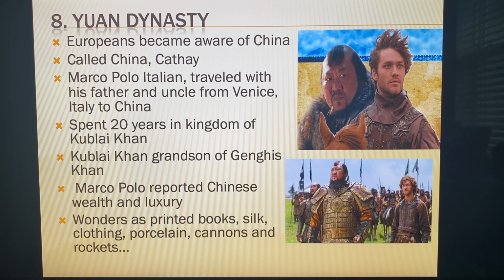Marco Polo reported so many things. As he got back, there was a war going on between cities, and he ended up being put in jail with another man, who encouraged him to write a book. So Marco Polo wrote this book, and it became a bestseller. It told about Chinese wealth and luxury, and about wonders like language, printed books, silk clothing, porcelain, cannons, and rockets. All these things made people want to go to China and find out what was going on, and go there for the riches displayed by Marco Polo.